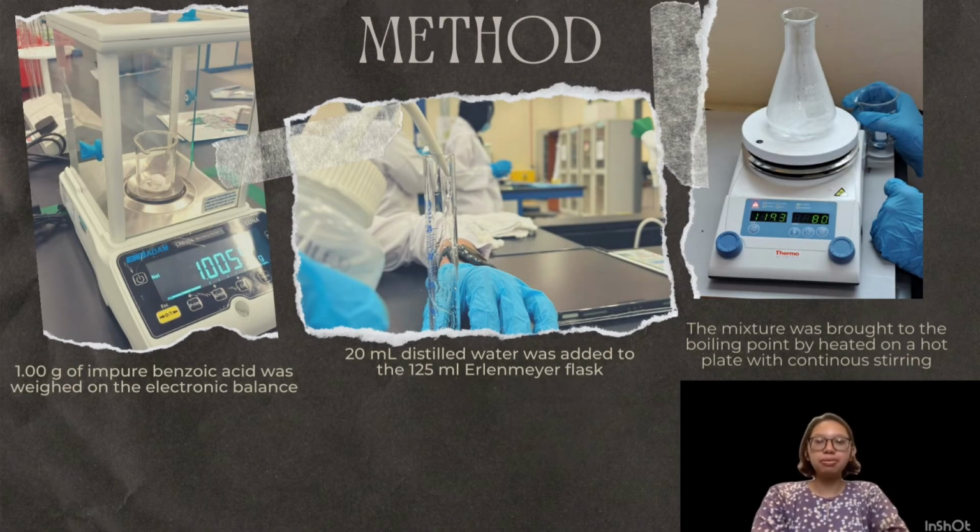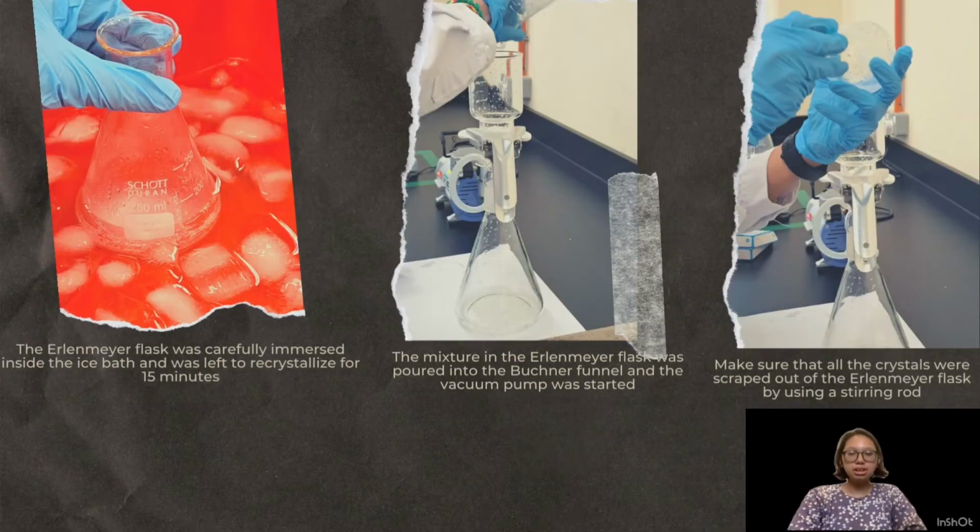The first step, 1 gram of impure benzoic acid was weighed on the electronic balance. The next step, 20 ml distilled water was added to the 125 ml aluminium flask. The third step, the mixture was brought to the boiling point by heating on a hot plate with continuous stirring. The aluminium flask was carefully immersed inside the ice bath and was left to recrystallize for 50 minutes.